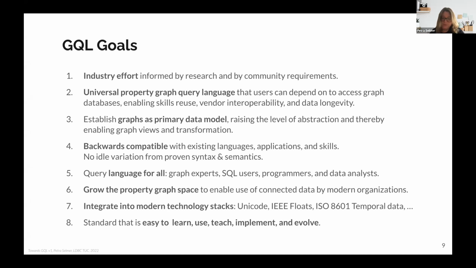Yeah, and also what we want to try and do with standards, it's a great thing, is to essentially grow the property graph space, right? So basically increase market share insofar as that data model is concerned. A nice outgrowth as well is that we are hopefully going to be able to integrate into other modern technology standards. I've listed a few over there. And very importantly, we want to aim for a standard that's easy to learn, use, teach, implement, and most importantly as well, evolve.